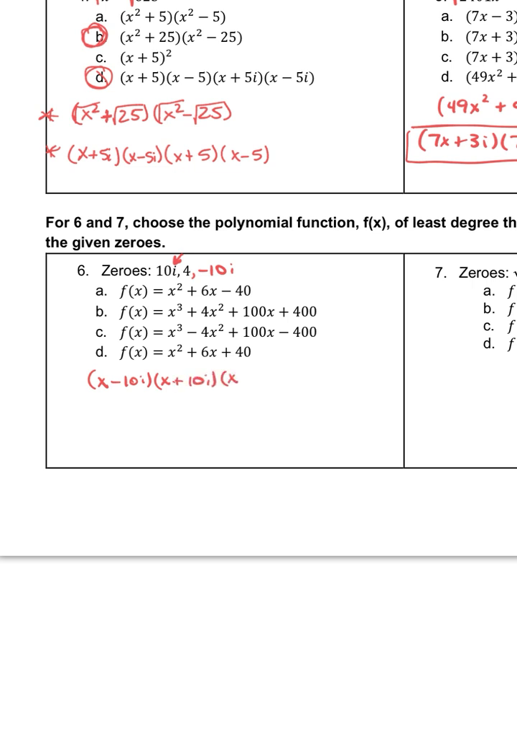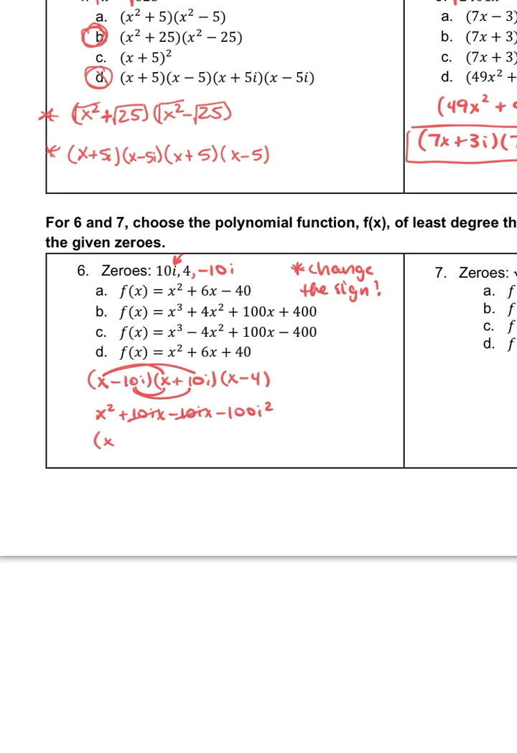And then x minus 4. So change the sign. So put them in parentheses. So I'm going to multiply. So I get x squared plus 10ix minus 10ix minus 100i squared. Okay, so these are going to cancel.